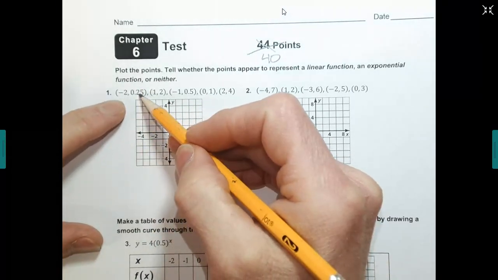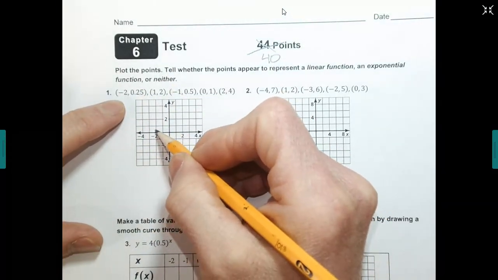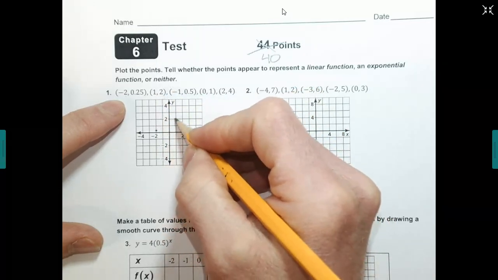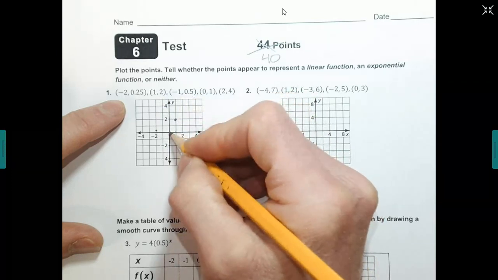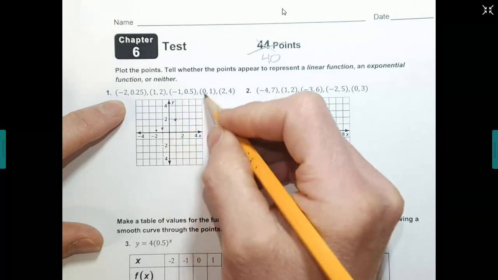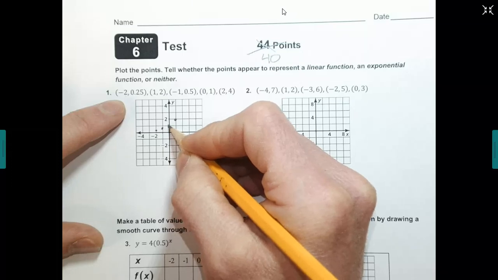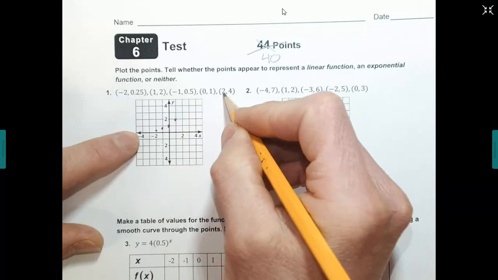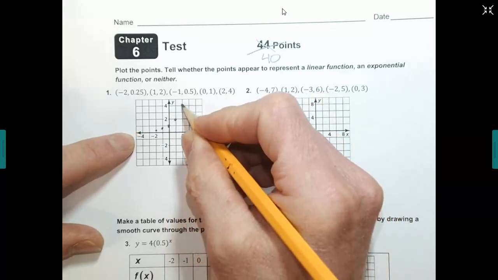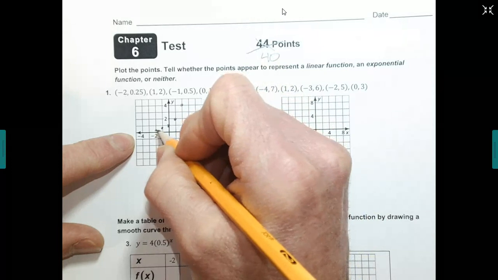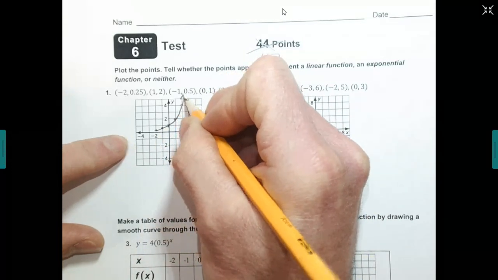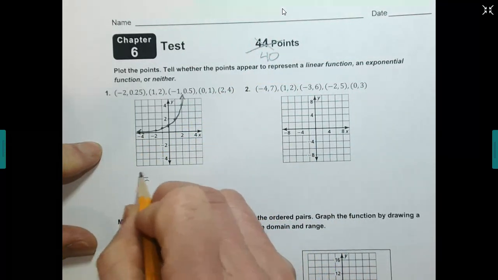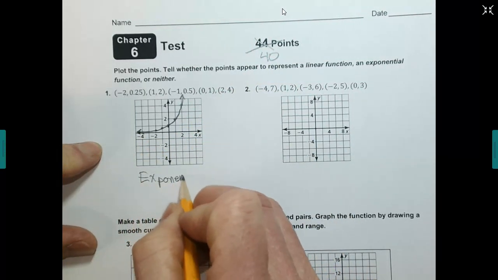So I have negative 2, 0.25; negative 1.5; 0, 1. You notice that the intervals here are 2, 4. So I have 1, 2, 3, 4, and then I have 2, 4, 1, 2. So what does this look like? Well, that definitely looks exponential.